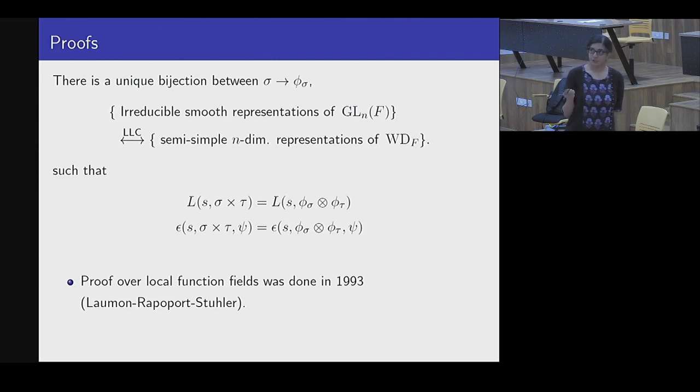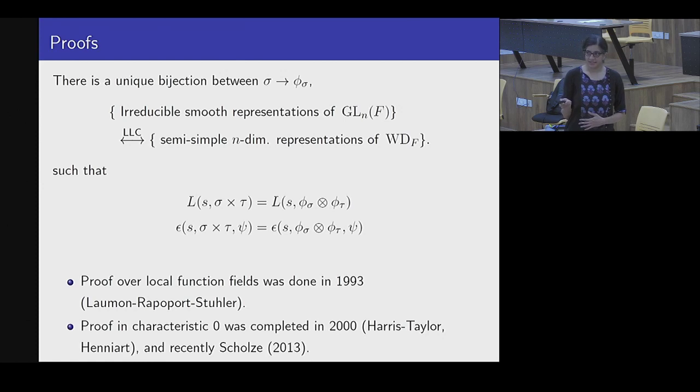This for GL_N was known over local function fields in positive characteristic. It was first done in positive characteristic in '93, and later it was done in characteristic 0 due to Harris-Taylor and Henniart, and more recently Scholze has given a different proof of this correspondence in characteristic 0.